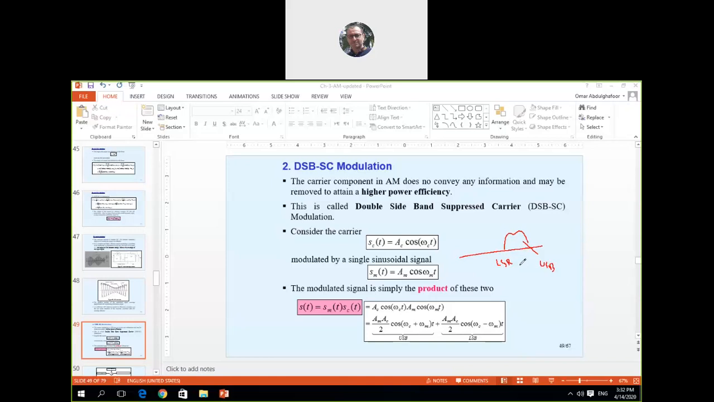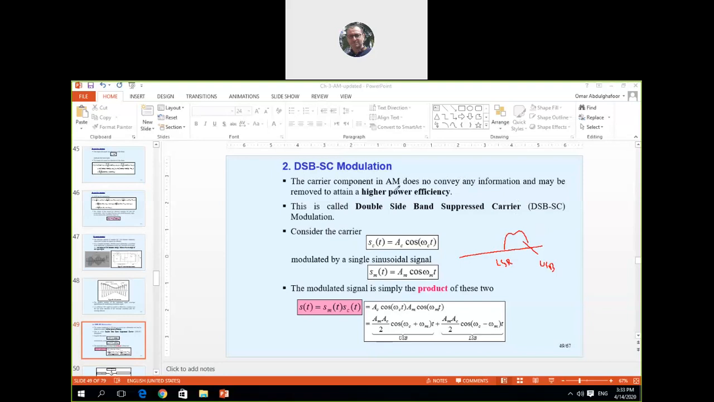So let's try to discover this type of amplitude modulation. As we said, the carrier component in AM, and when I say AM, that means large carrier, does not convey any information and may be removed to attain what we call higher power efficiency. Because in large carrier, the power is distributed between the upper, the lower, and the carrier itself. And you remember, if we let the modulation index equal 1, then the maximum will be 1/3 of the total power.